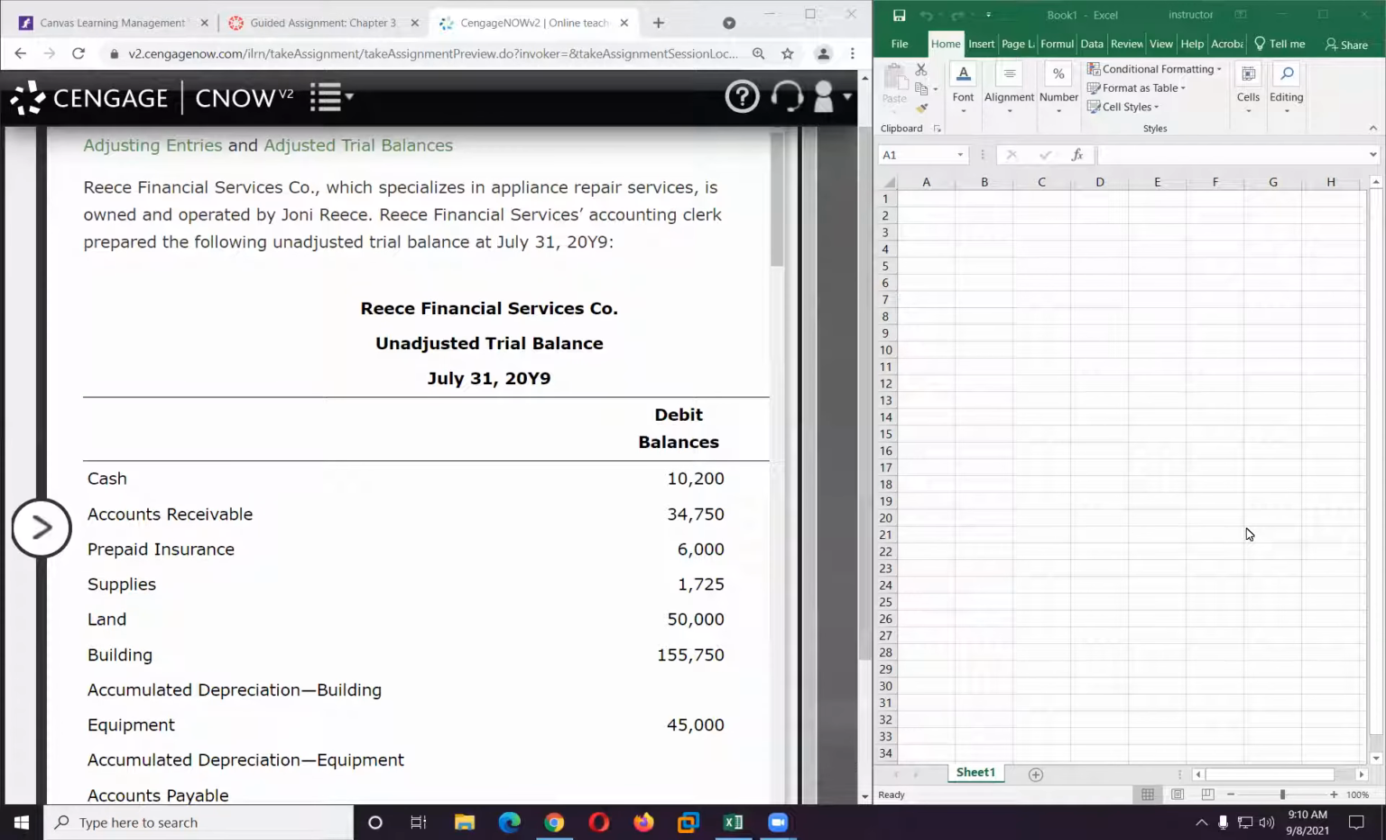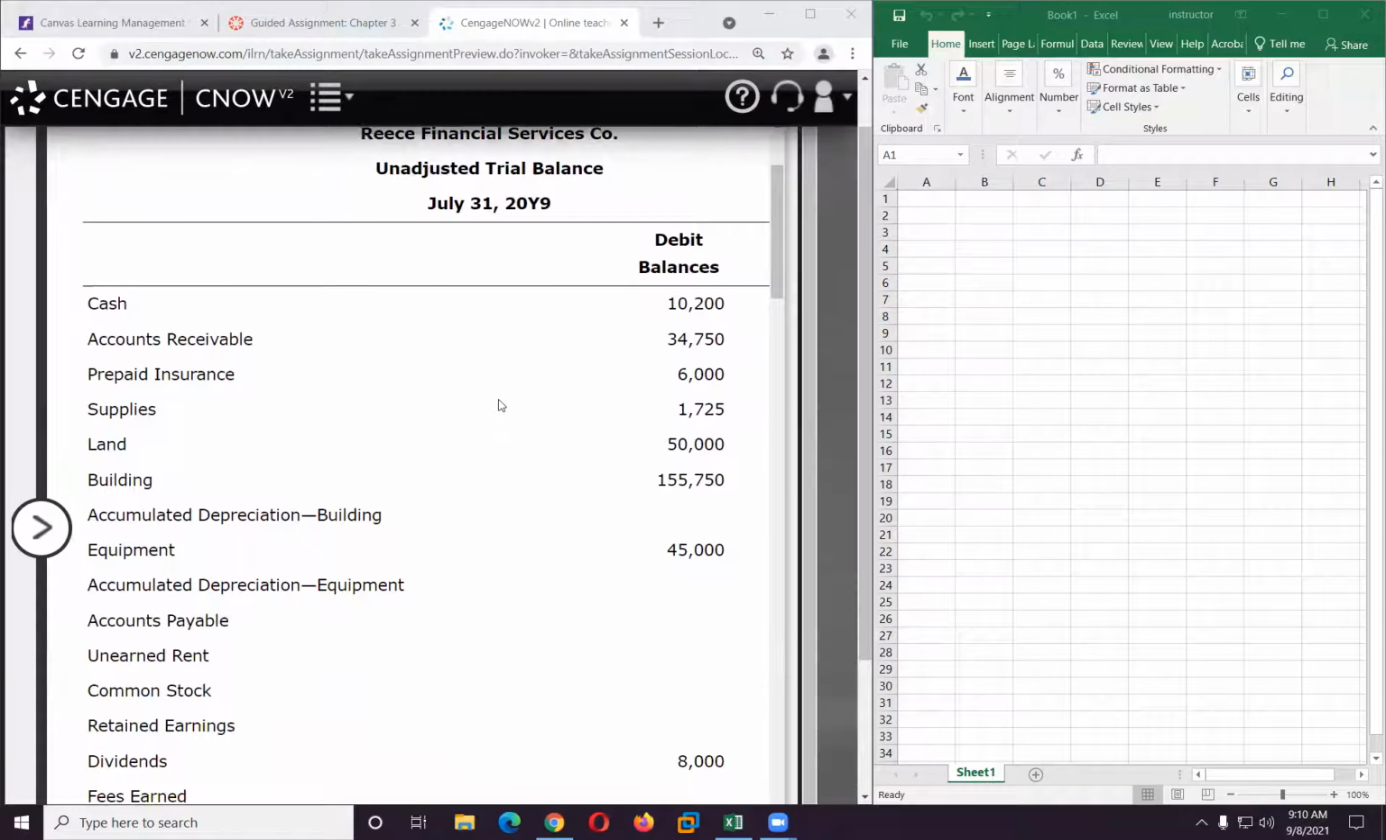So the unadjusted trial balance is the balance of all of the accounts as of July 31st, 2019, prior to any adjustments being made. Okay, that's what we mean by unadjusted trial balance. So this is what all the accounts balances are. And you'll see it's listed in that traditional order.